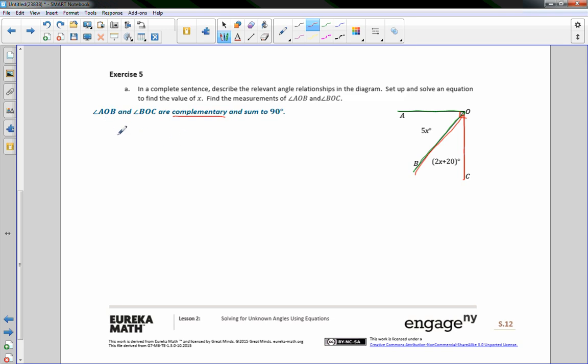So I would say angle AOB plus angle BOC equals 90 degrees. Angle AOB is 5x plus angle BOC is 2x plus 20. And they equal 90 degrees. Combine like terms. 7x plus 20 equals 90 degrees.